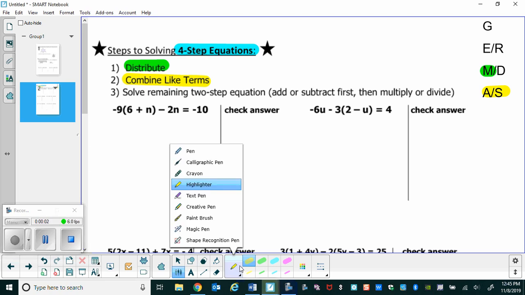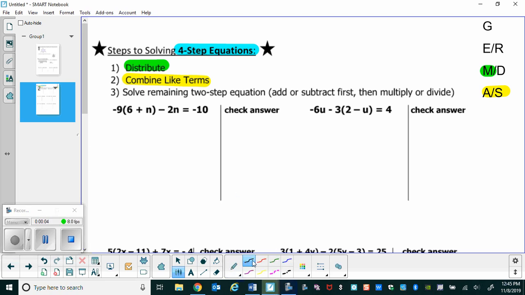So in this video, I'm with you guys on page 5, and we're going through how to solve your 4-step equations. And before we get started, I want to remind you guys that with PEMDAS, which now is GEMDAS or GERMDAS even, we got our square root symbol, the radical, in there now. I want to remind you guys that multiplication always occurs before the addition or subtraction step.